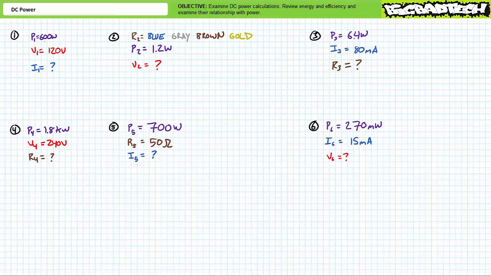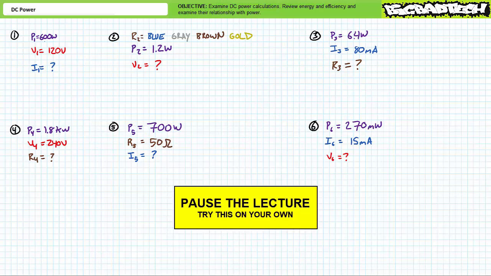Ideally, both calculations should yield the same result. Express all answers in proper engineering format to the 10th place. By all means, pause the lecture and try this on your own. If you're tracking, you should have obtained the following results.